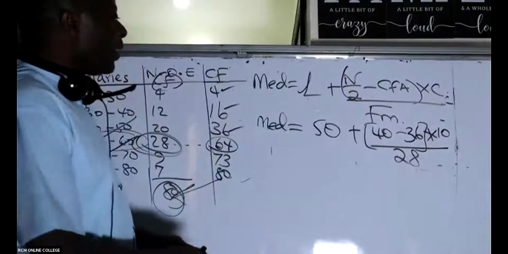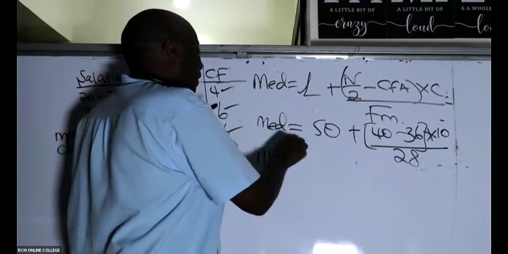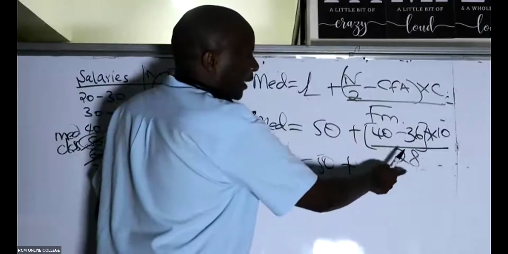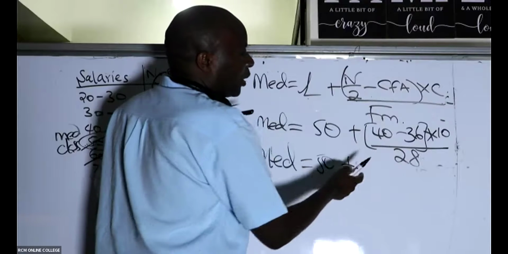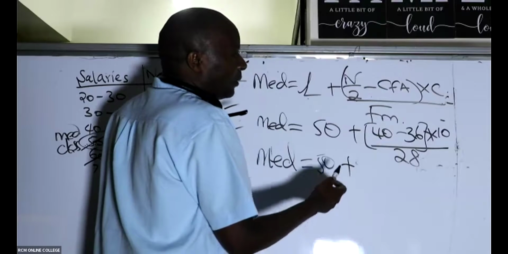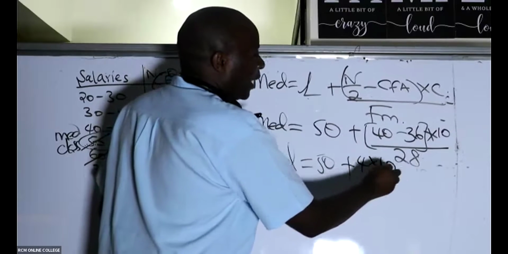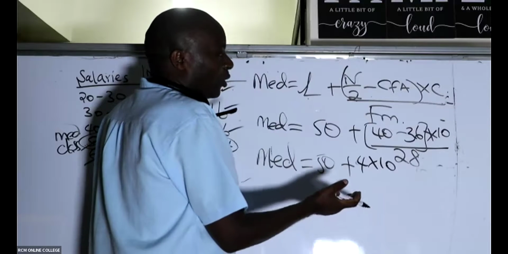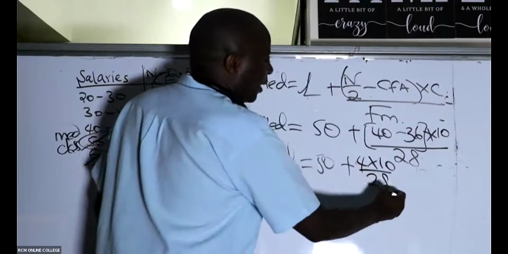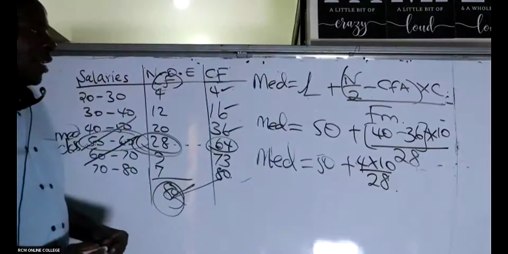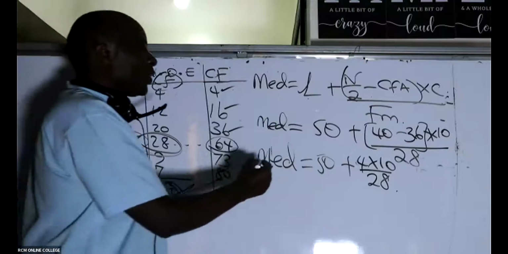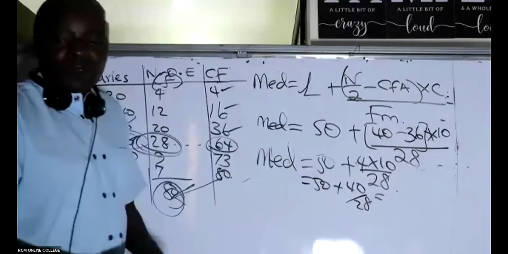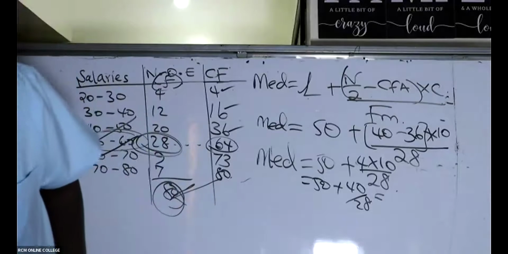So if that happens, ladies and gentlemen, this is what we shall get as our median. Using body mass, this will be 50. Here we have 40 minus 36, which gives 4. So 4 times 10, divided by 28. So this one will be 50 plus 40 out of 28. What value will this really give us?